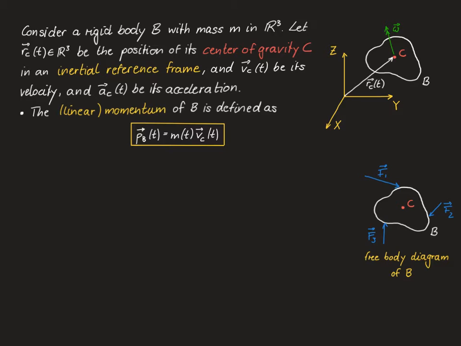The first thing to do here is to define the linear momentum or momentum of B analogously to the point mass as the product of the mass of the rigid body and the velocity of its center of gravity. Now, as we see from this example of a free body diagram for the rigid body B, the forces acting on the rigid body generally act on its surface and not centrally on its center of gravity. And therefore, Newton's second law does not apply directly in the case of a rigid body.